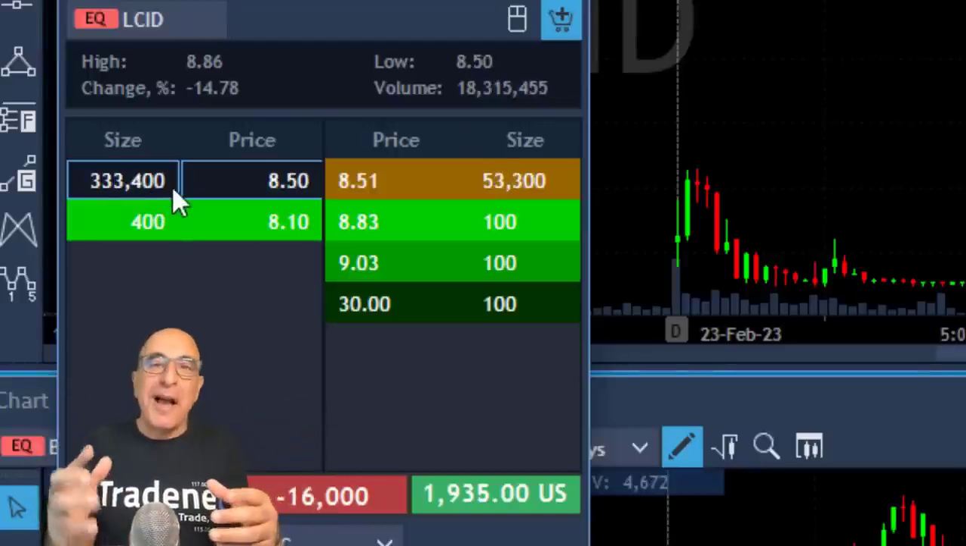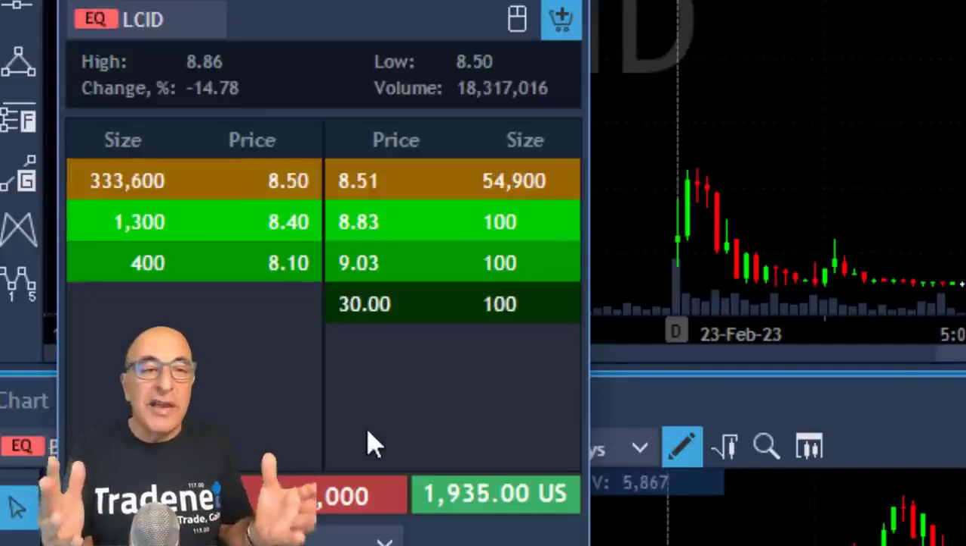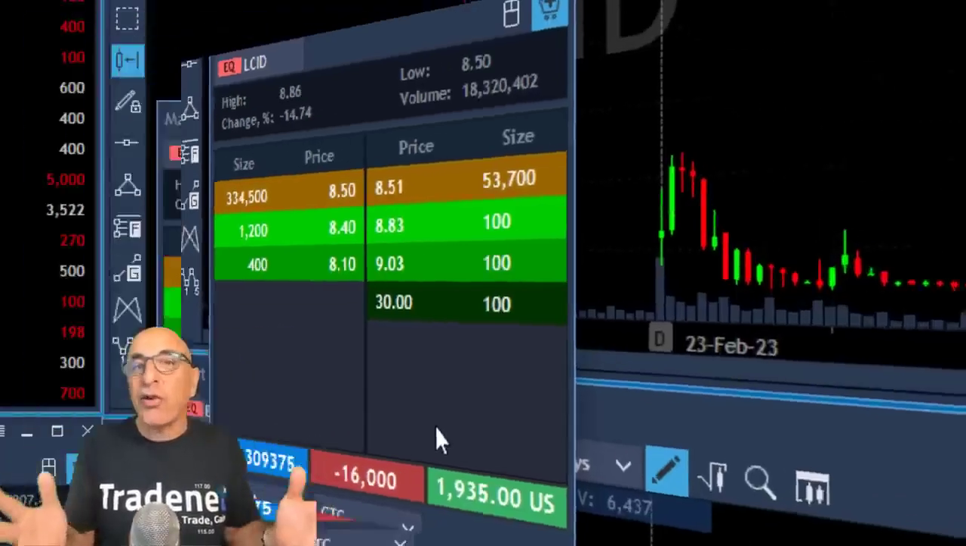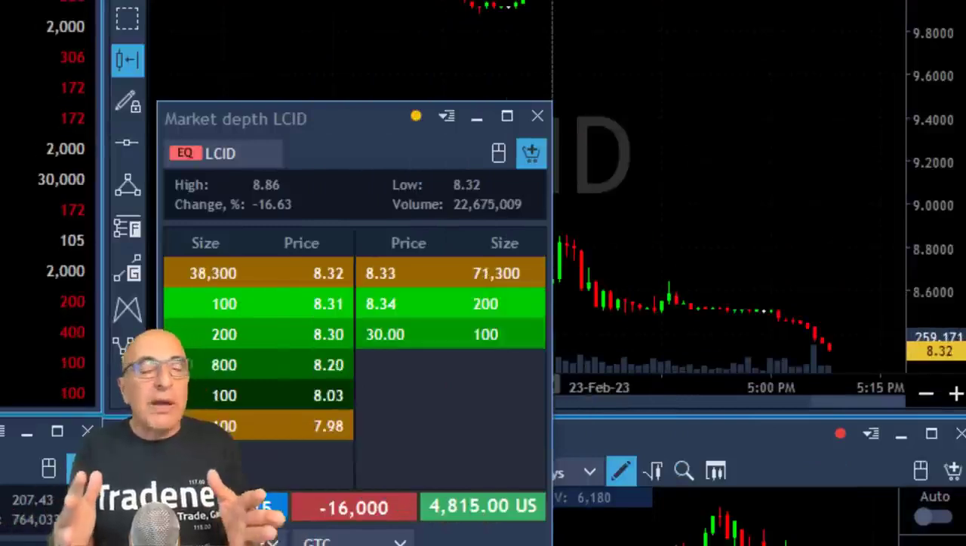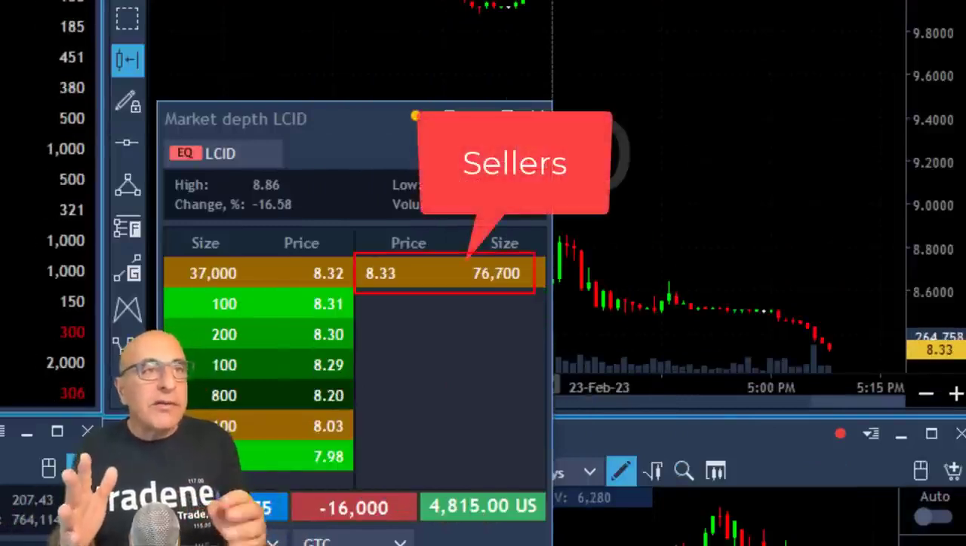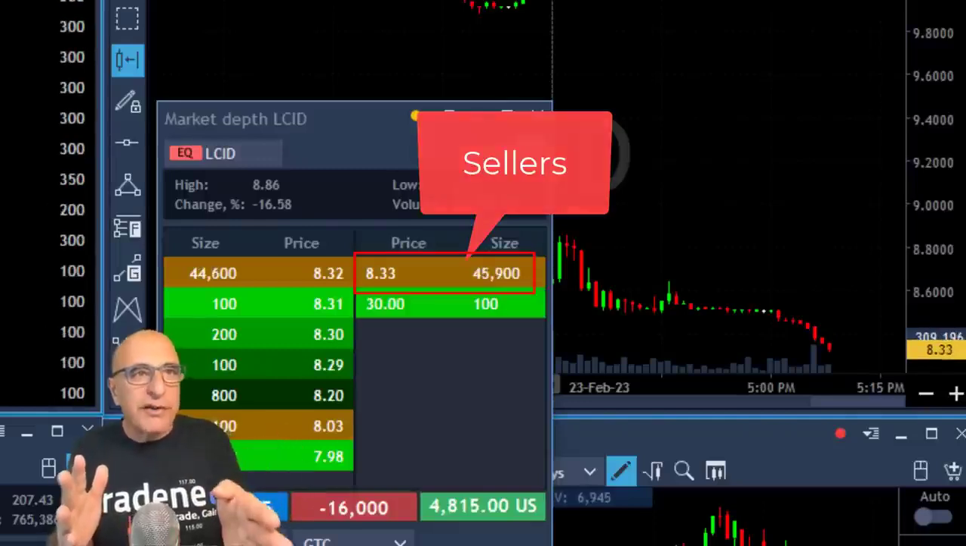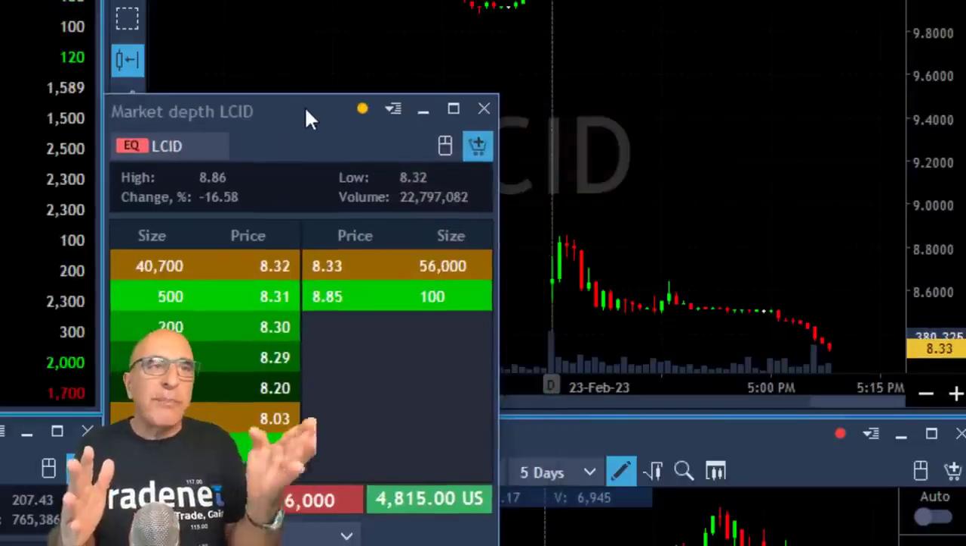The sellers became more aggressive because they didn't see the big buyer at 850, and that's it. Stock came down. Now take a look at what happens now. Look at the sellers. 833, 76,000 shares. 832, 43. More sellers than buyers, which means it's supposed to come down.